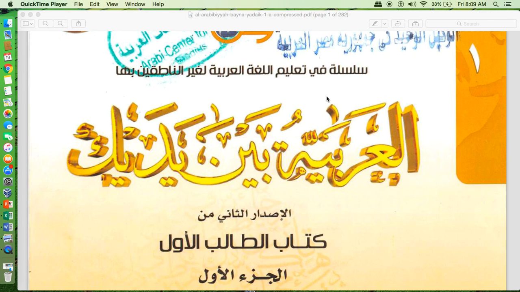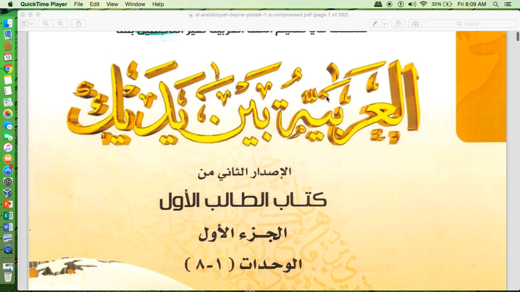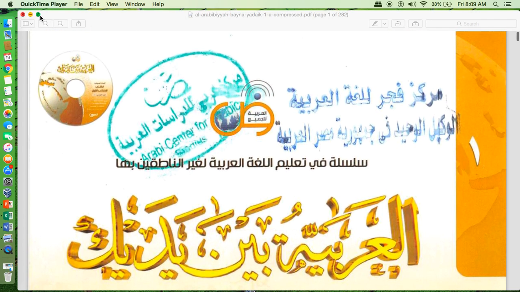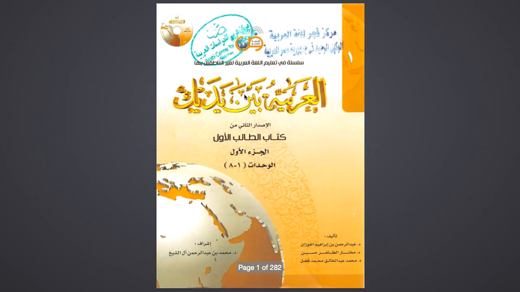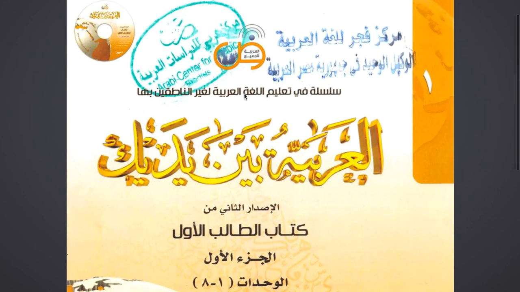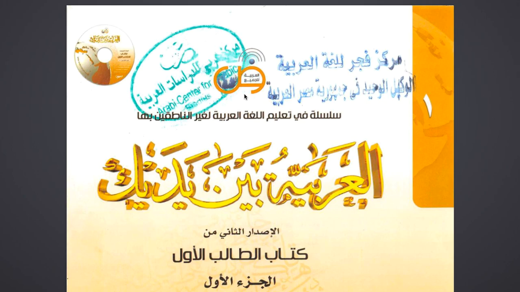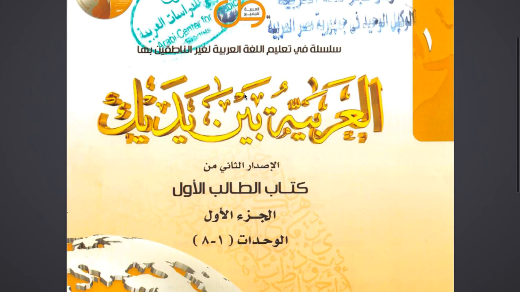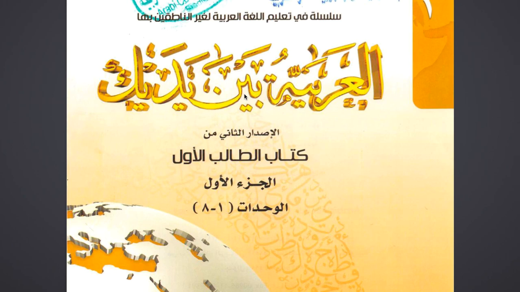In today's session, the textbook that we are going to use is this book. This is Al-Arabiyah Bayna Yadayk. This book is popularly used worldwide, including Indonesia. Many Islamic schools use it to learn Arabic. Al-Arabiyah Bayna Yadayk, Al-Isdar Thani min Kitab al-Talib al-Awwal, Al-Juz al-Awwal.